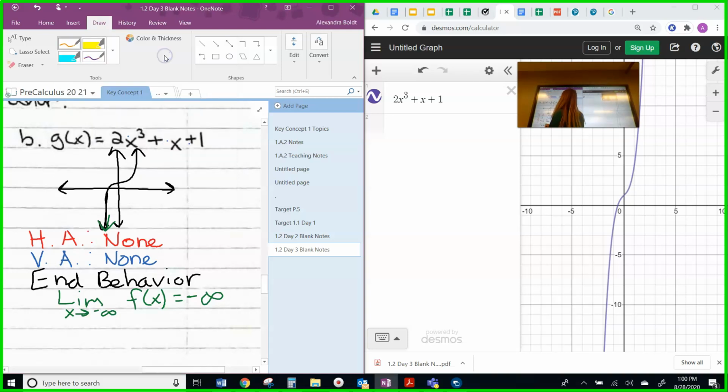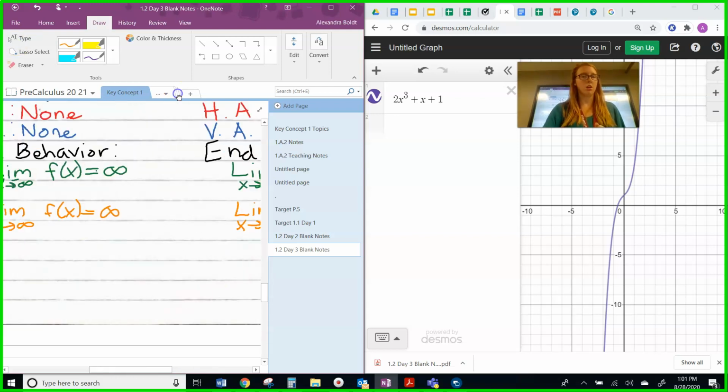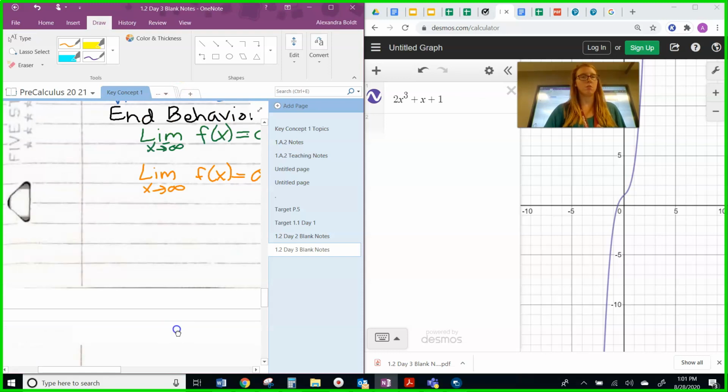Same thing on the right. Where is our arrow going on the right? Well, it's going up towards positive infinity. Okay, so just be careful with your positives and your negatives, and have that notation down. Okay. Another example.